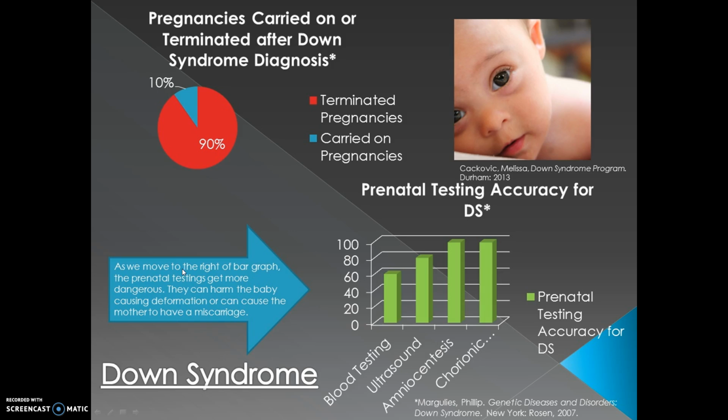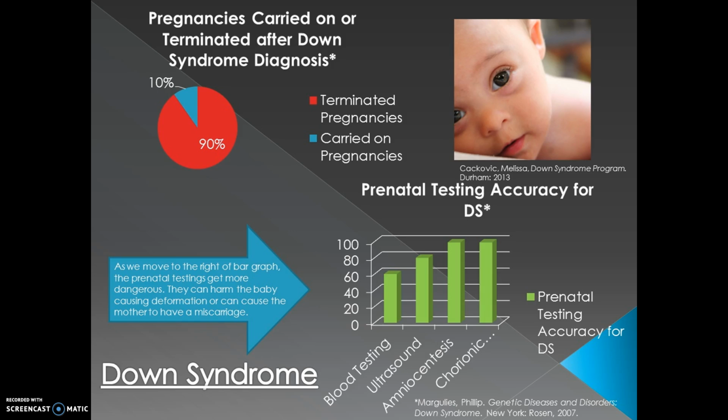But as you can see, the student who wrote this says that as we go right, things get more dangerous. As you can imagine, blood testing isn't going to harm the child. Ultrasound typically doesn't cause any damage either. But these other two can cause deformation or lead to a higher rate of miscarriage. Not every time, but they get more dangerous. But you can also see that's the only way to get the accuracy as well. Because if all you're doing is a blood test, that's less than 60% accurate.